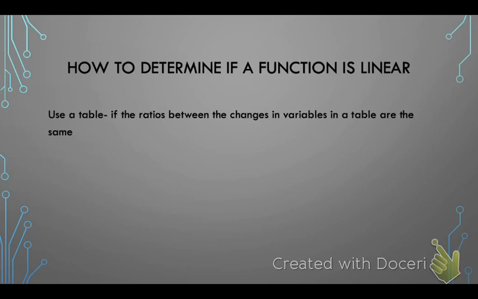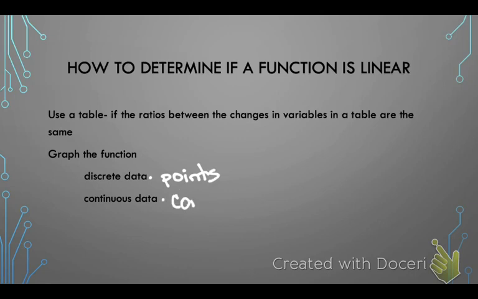So I can use a table to determine if the function is linear. I could graph the function to see if it makes a straight line. And if I graph it, I can tell if I have discrete data or continuous data. So discrete data means that I just have points. In continuous data, I'm going to connect all the points.